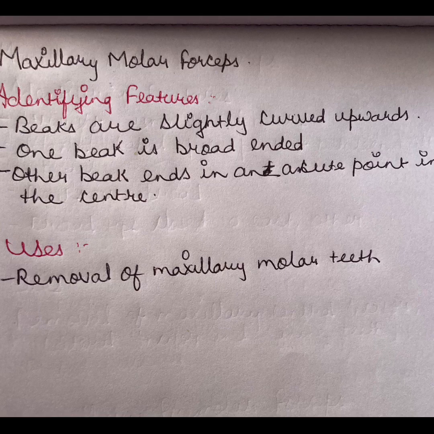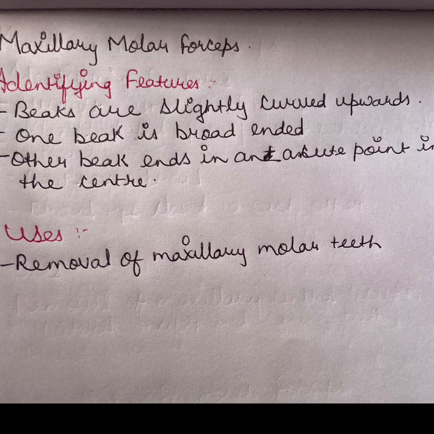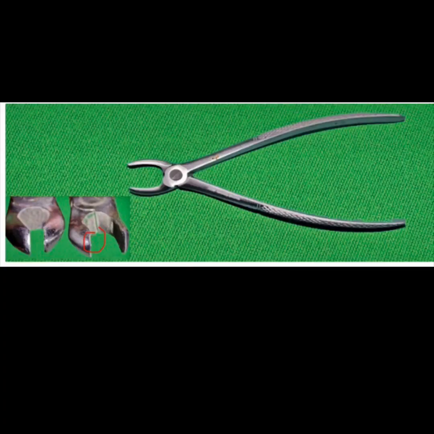Maxillary molar forceps. How will you identify? One beak is broadened and the other beak has an acute point in the center. They are used for the removal of maxillary molar teeth. In this pic, you can easily appreciate the acute point in the center. We have right maxillary molar forceps and left maxillary molar forceps.